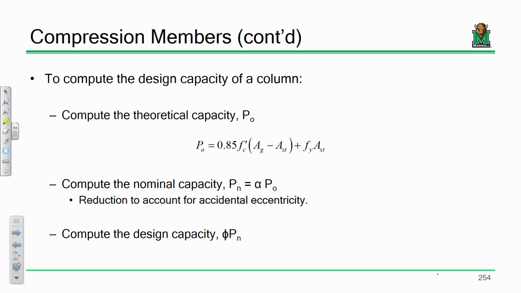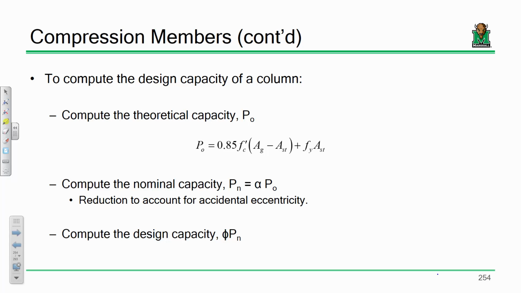Okay, so here's a column. Let's say it's 12 inches by 12 inches. And I have a bar here, a bar here, a bar here, and a bar here. And let's say they're number 9s. So I have 4 number 9s. What's the area of a number 9? We just did this. So what's the area of the steel for this column? So that's the area of the steel.